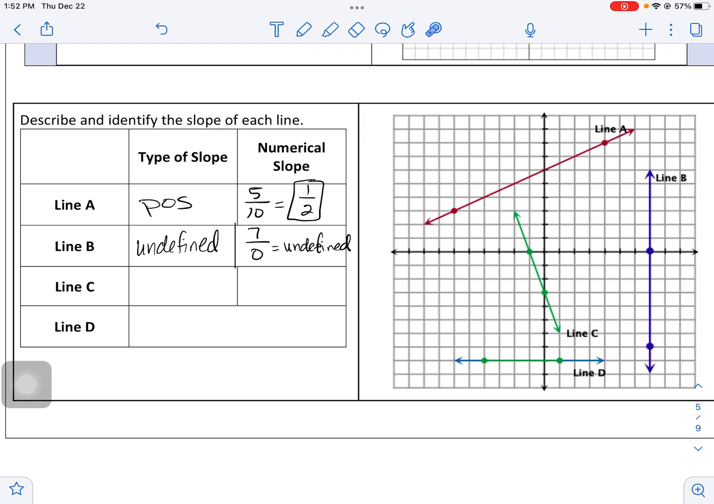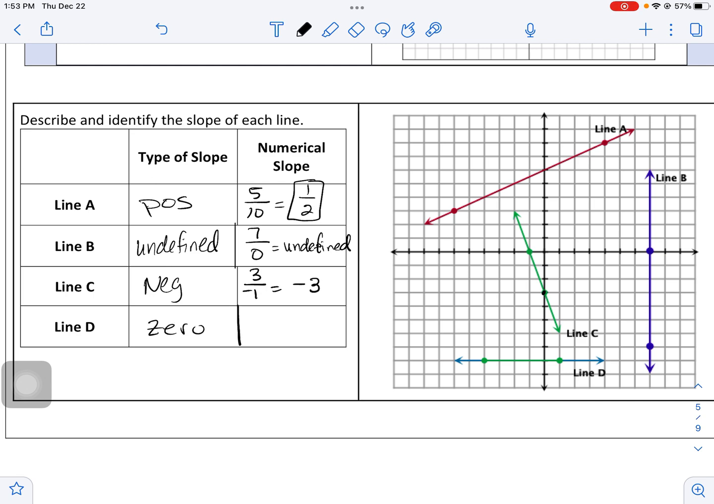Line C is this guy. So this guy's a negative slope. I'm going to start at the lower part and count up 1, 2, 3, and I'm going to run to the left 1, so negative 1. So rise 3, run negative 1. We always simplify and that just becomes negative 3. Now we're going to do line D. That's this guy. He has a 0 slope.